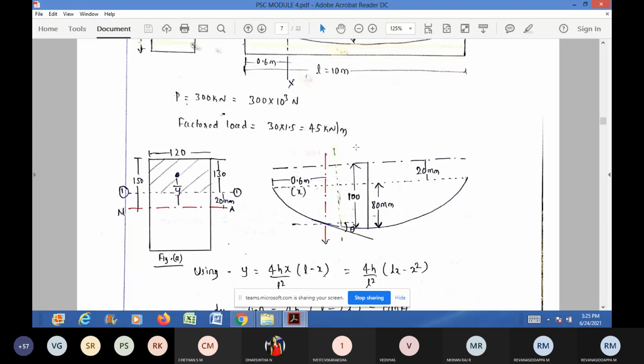If you have any doubts in the diagram which I have written, you can ask. So this second figure, this is the neutral axis. From the neutral axis, the eccentricity of the cable is 100 mm at the midspan, and at the support, eccentricity is 20 mm. The net height will be 80 mm here, the height of the parabola.